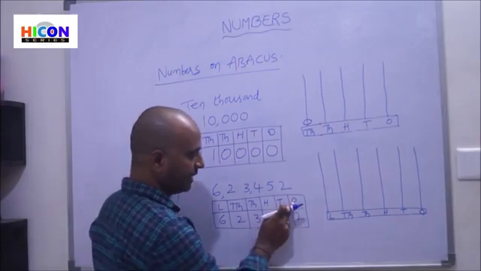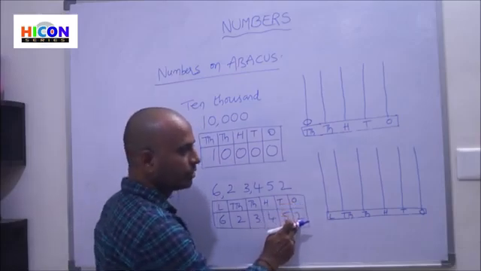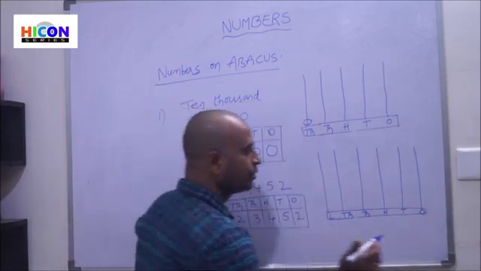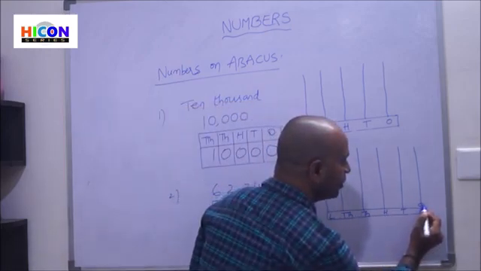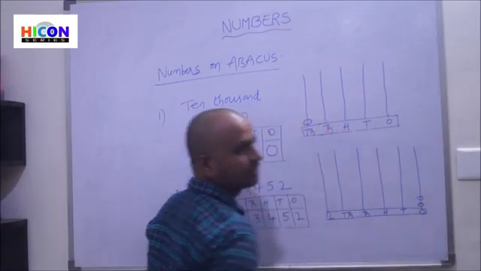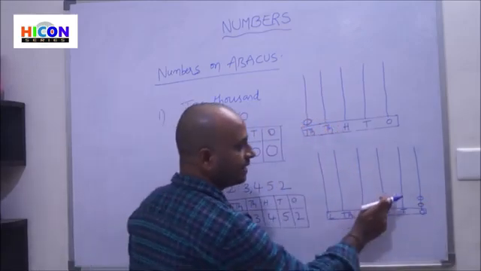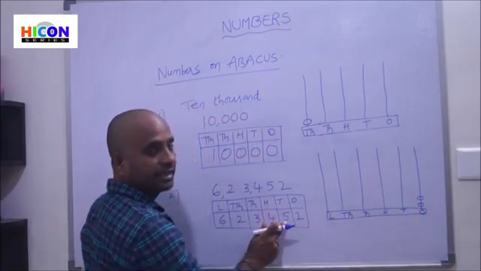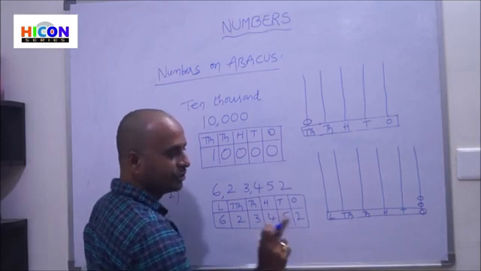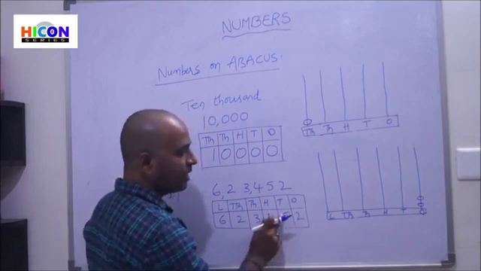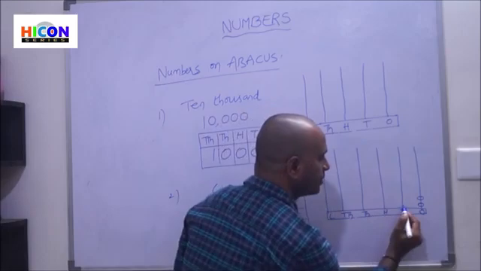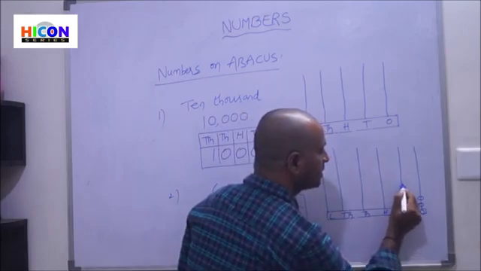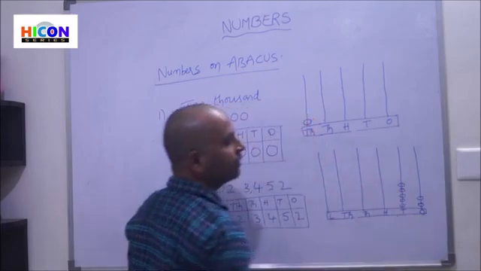In ones place the digit is 2, so the first stick contains 2 beads. Draw the 2 beads on the first stick. Next, the second stick represents tens place. In tens place the digit is 5. That's why we should draw 5 beads on the tens place stick. So 1, 2, 3, 4, 5 like this.